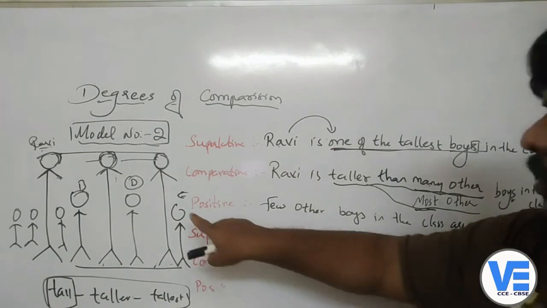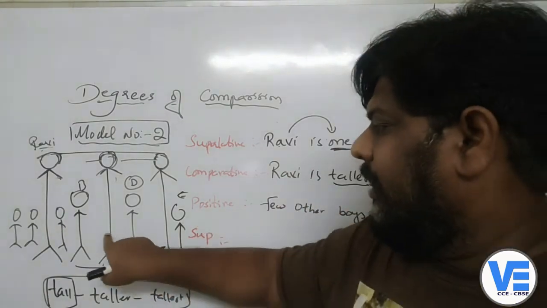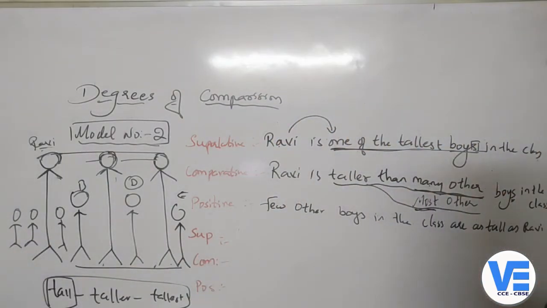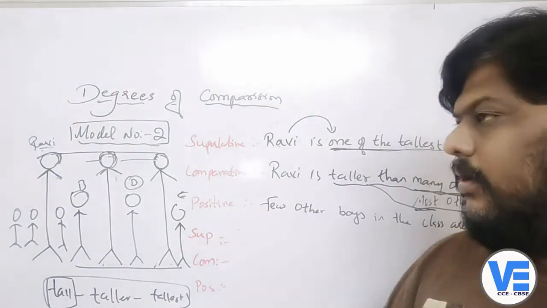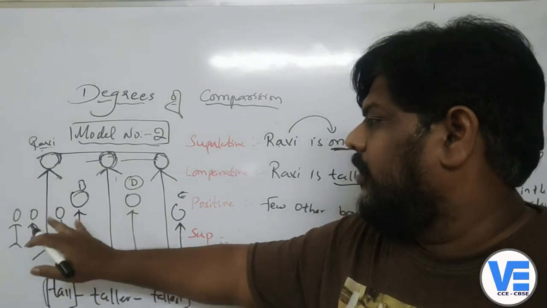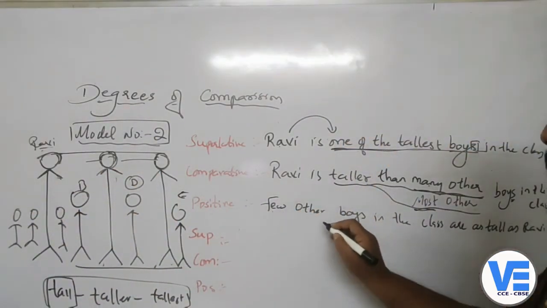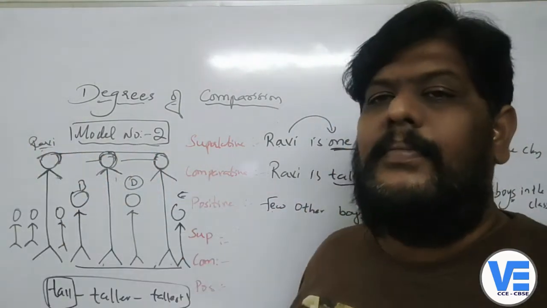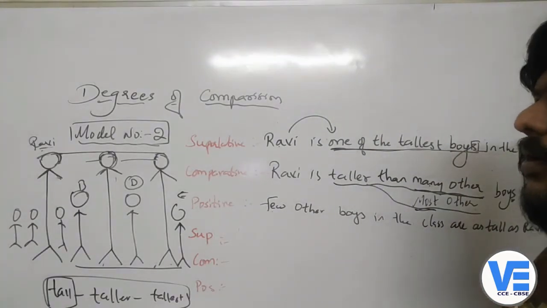Okay, children. So here many other, in the sense, all the little children over here, right? That means short children over here, right? That means if many are short, very few are taller, right? So here many are short, only few are taller. So what I'm writing here: only few other boys in the class are as tall as Ravi. So this is the model number 2.